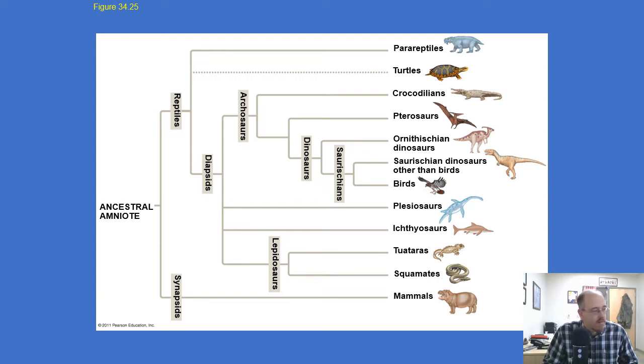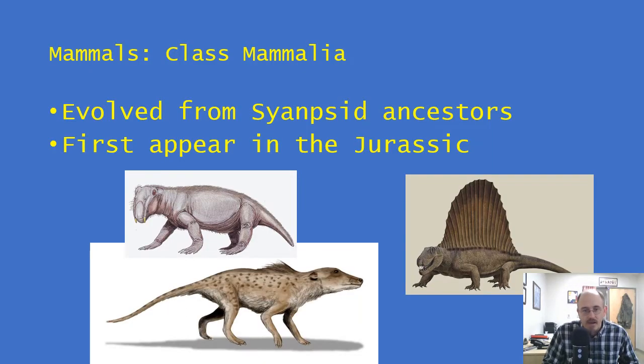So remember, some of these are endotherms. This group is endothermic, right? And we know this group right here is endothermic. I would assume that at least these dinosaurs were endothermic as well, but without a time machine, I can't tell you for sure. So, class Mammalia.